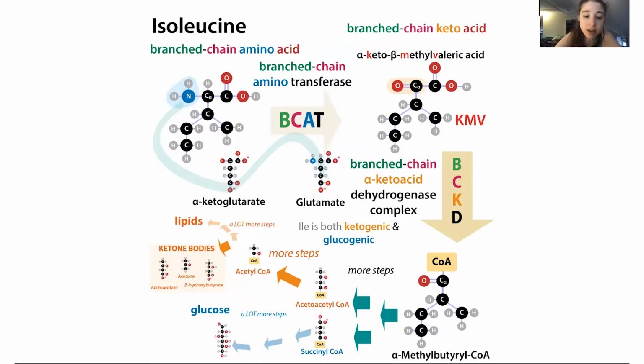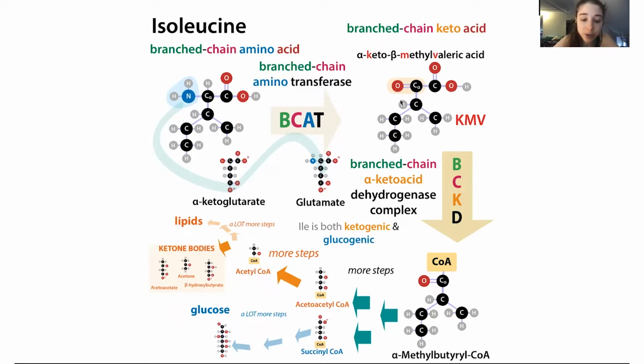So let's look at what's happening with isoleucine. First we're going to have that aminotransferase step. We're going to pass this amino group on to alpha ketoglutarate, which gives us glutamate. And here we have alpha-keto-beta-methylvaleric acid, sometimes abbreviated KMV, thank goodness. Basically, this is a ketoacid.